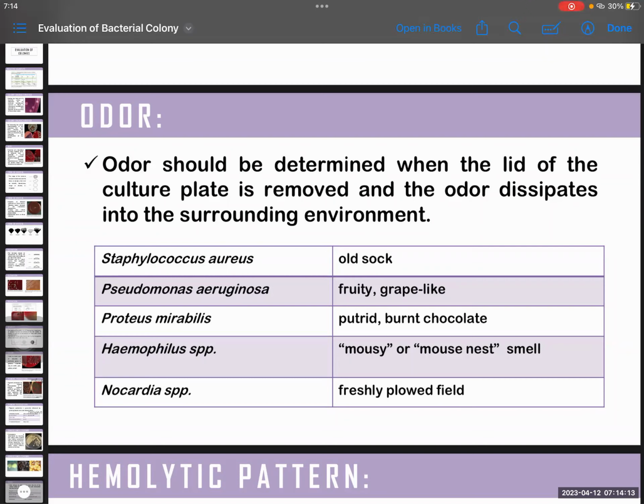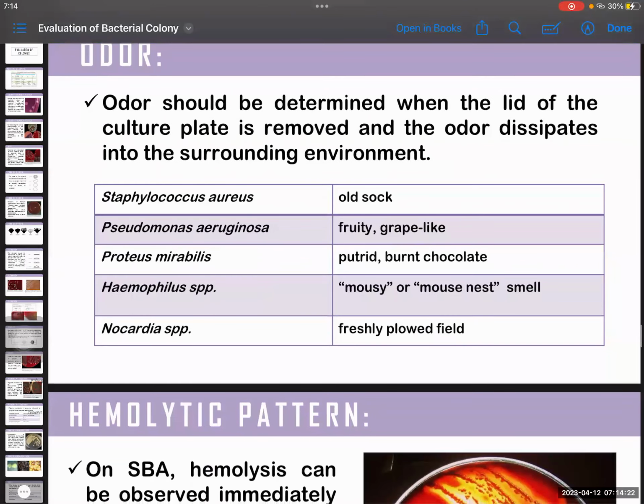And if you're going to determine the odor, do that by just opening the lid and letting the odor dissipate within the room. Okay, do not directly sniff it. So what are some of the characteristic odors? Sabi nila, Staphylococcus aureus has that old sack smell. Pseudomonas naman has that fruity or grape-like smell, okay, because it has a specific substance, like 2-aminoacetophenone, something like that, that allows it to create that fruity grape-like odor.